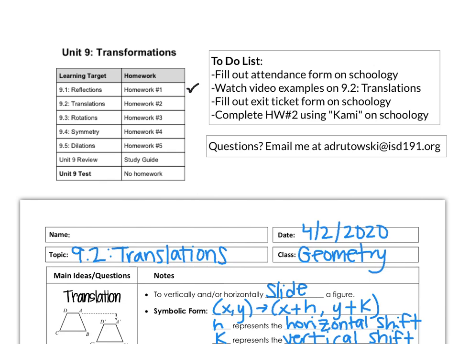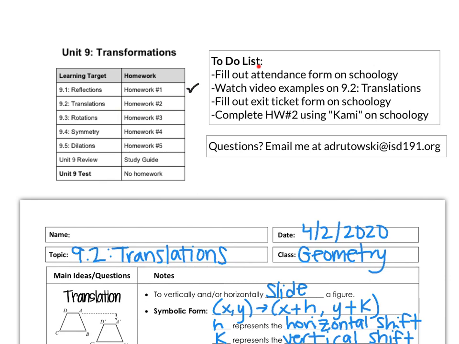Last lesson we worked on 9.1 reflections. Hopefully you have homework 1 turned in using the Cami extension on Schoology. Today we're moving on to 9.2 translations, and then you will have homework 2 to do.